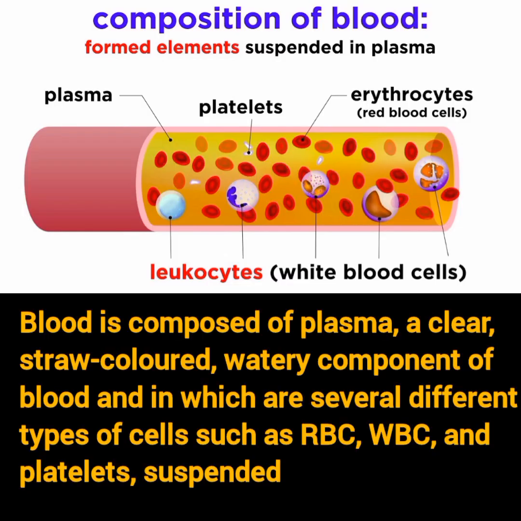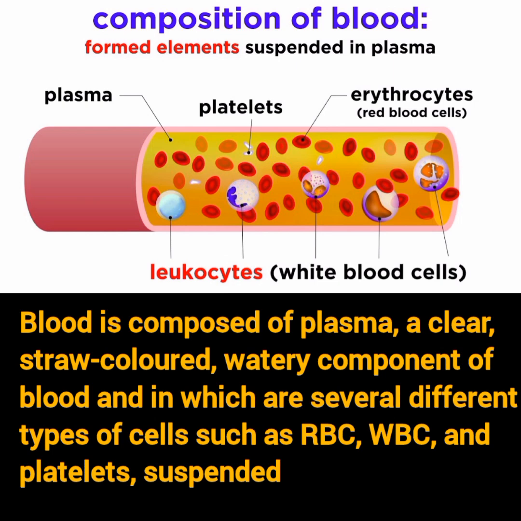Blood is composed of plasma, a clear straw-colored watery component, in which are suspended several different types of cells, such as red blood cells, white blood cells, and platelets.